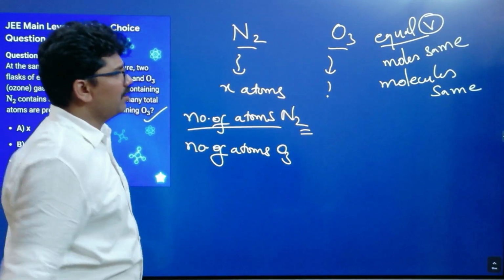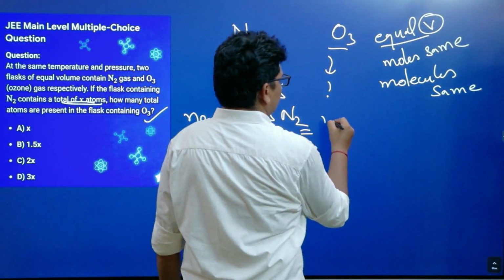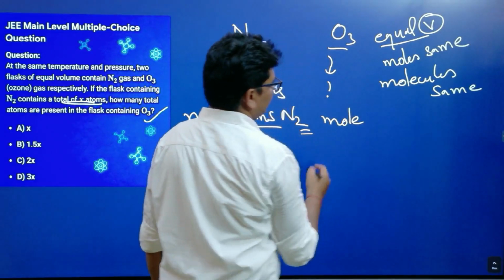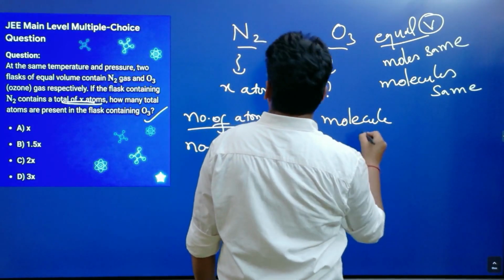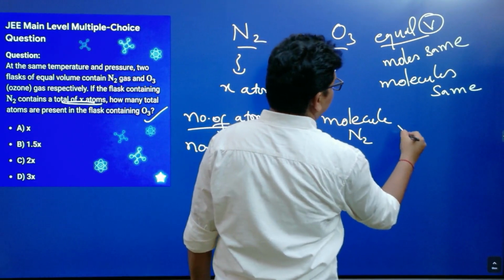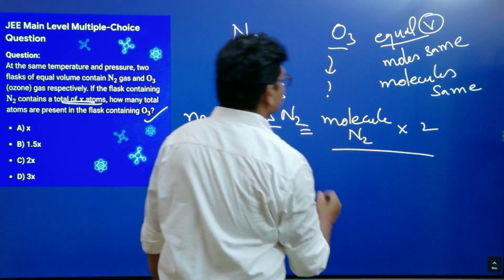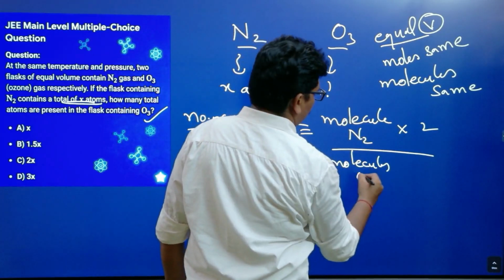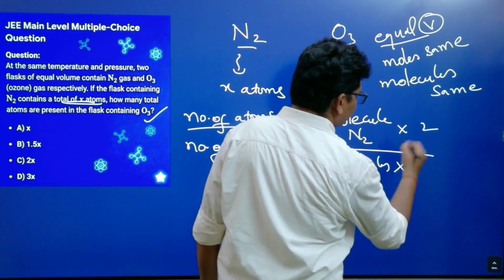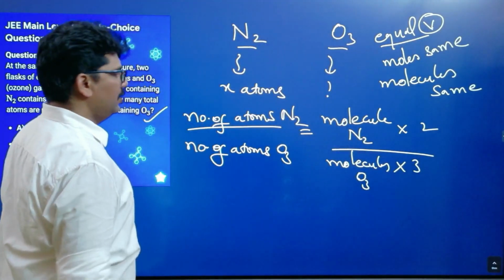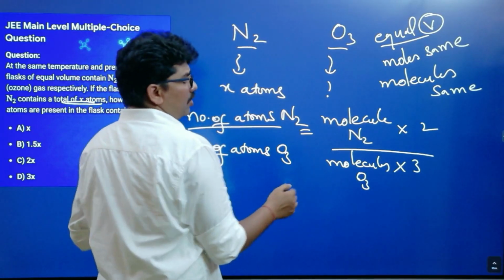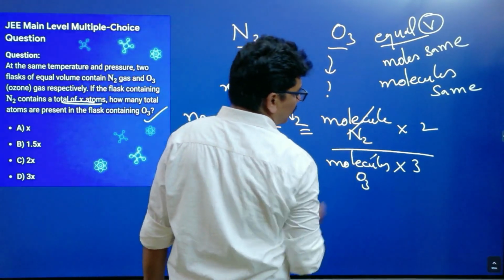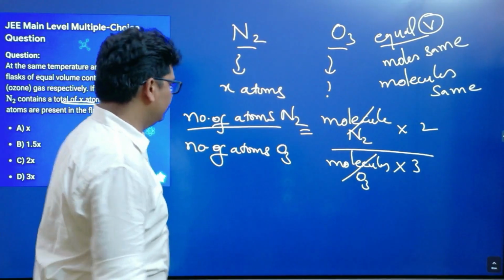So, the number of atoms formula. What is that formula? The molecules into atomicity. Molecules of nitrogen into its atomicity 2, and molecules of ozone and its atomicity is 3. So as per Avogadro's hypothesis, molecules of nitrogen and molecules of ozone are the same, and that is cancelled.